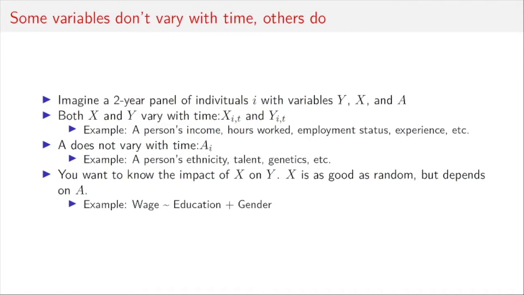Now, as most of the time in economics, what you want to do is know the impact of x on y. Let's assume for now that x is as good as random, but it depends on a. So for instance, let's think about y as being the wage, x as being education, and a as being gender. Education may change over time. You get a degree, a certification, you learn things. Gender, in most cases, does not change over time. But as we know from the gender gap literature, gender might affect the wage.